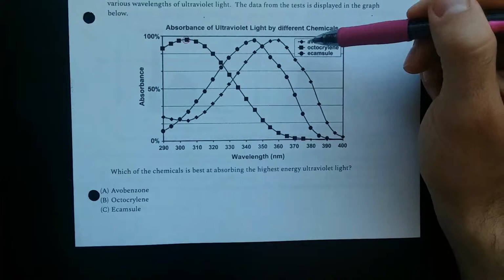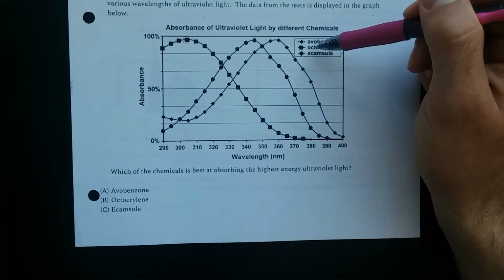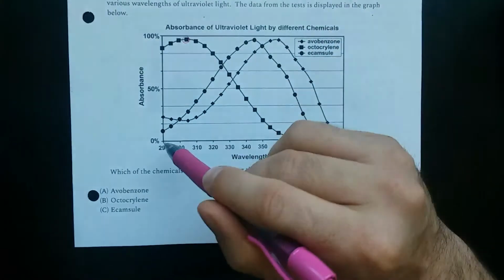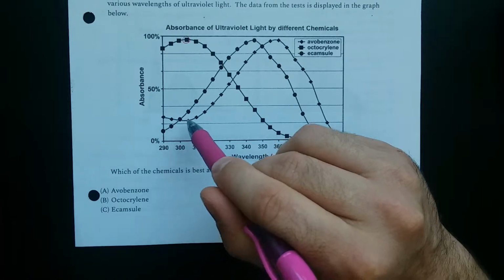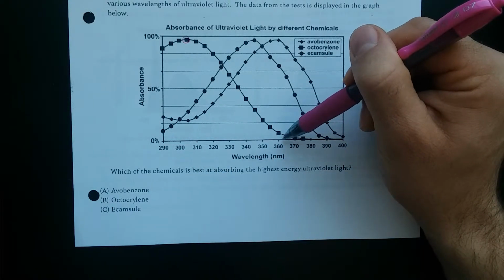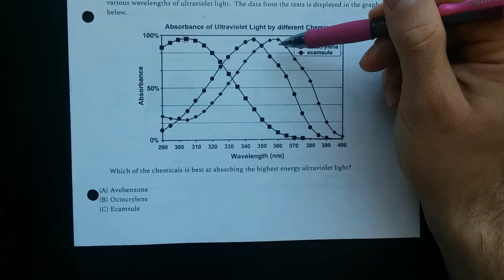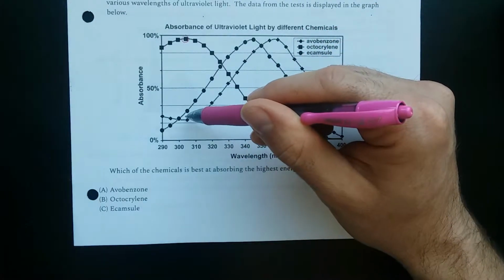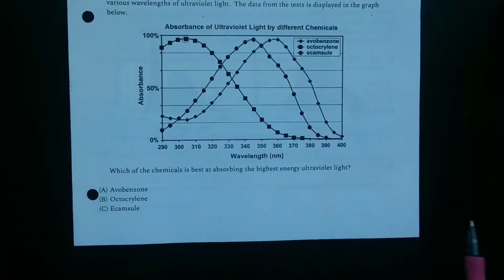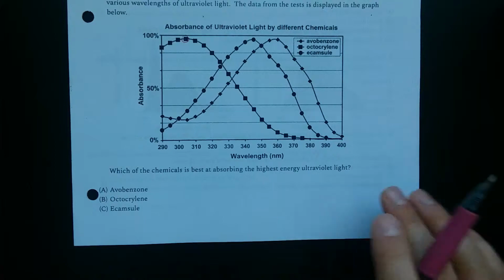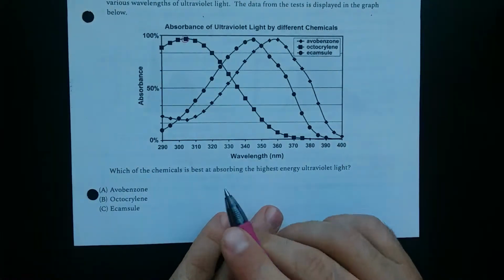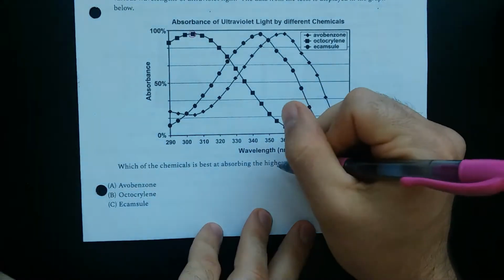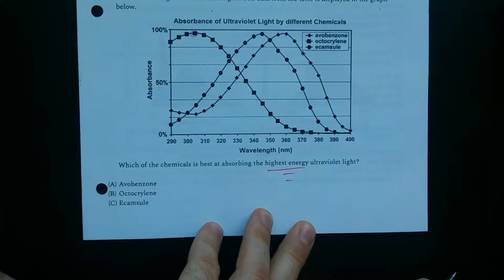And then the last one is avobenzone, and that's really good at absorbing wavelengths around 360, but not so good at absorbing the ones with smaller wavelengths. So that's just interpreting this graph, what we're seeing. And this one says the best at absorbing the highest energy ultraviolet light.